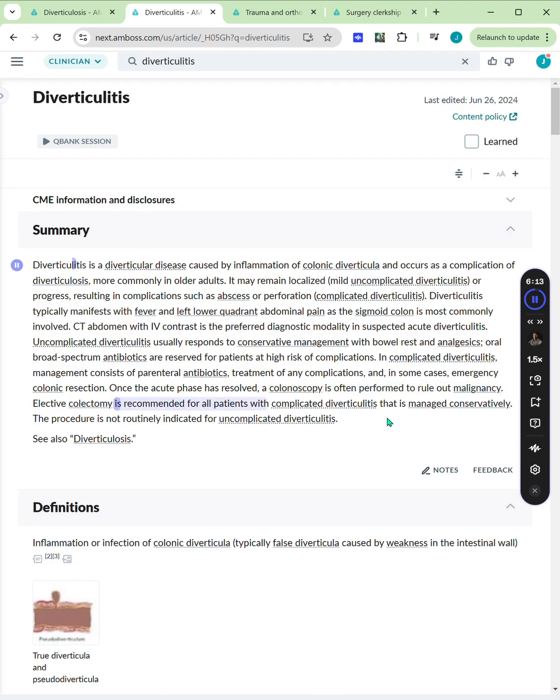Elective colectomy is recommended for all patients with complicated diverticulitis. That is, managed conservatively. The procedure is not routinely indicated for uncomplicated diverticulitis.